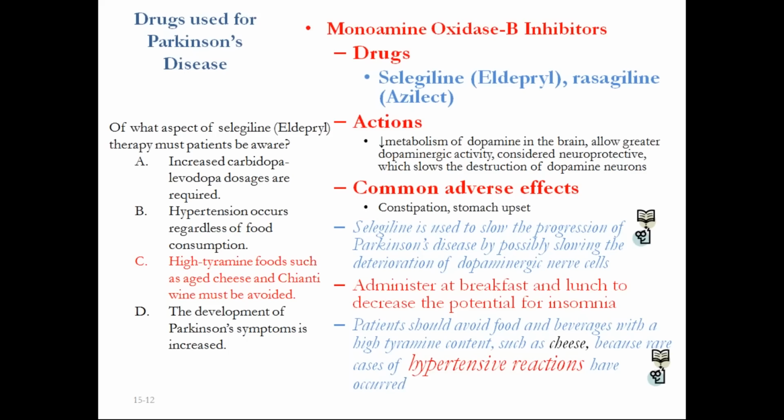Another thing we need to remember is that these patients need to take the medication at breakfast or lunch. Why? Because they can cause insomnia, so they will feel somnolent and sleepy all day. It's better to take it at breakfast or lunch to decrease the potential for insomnia. Selegiline is the first line medication, and it is going to slow down the progression of Parkinson's disease.